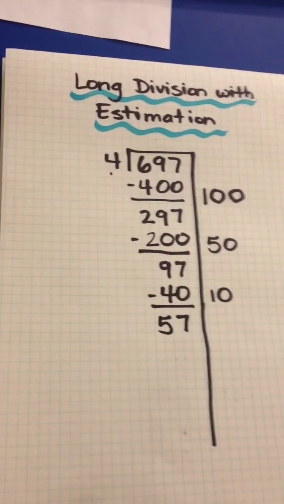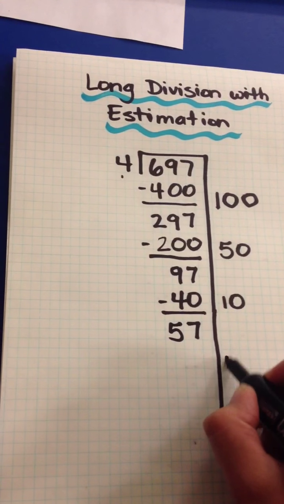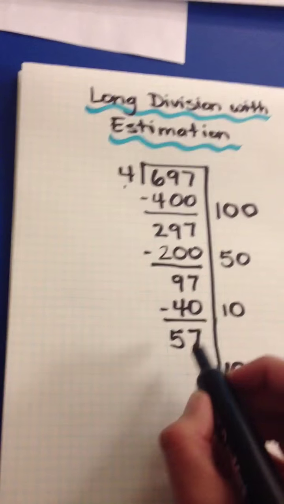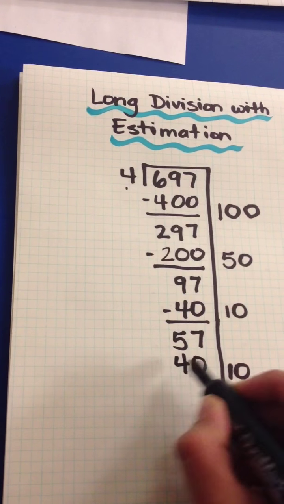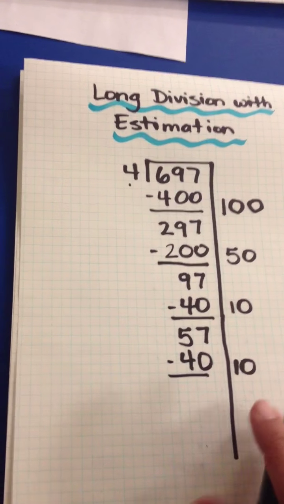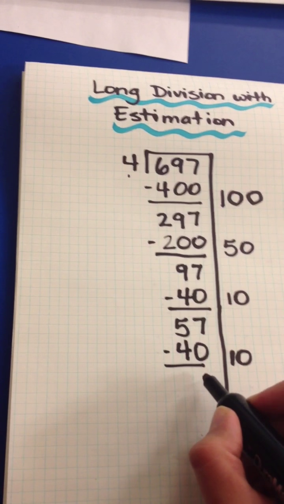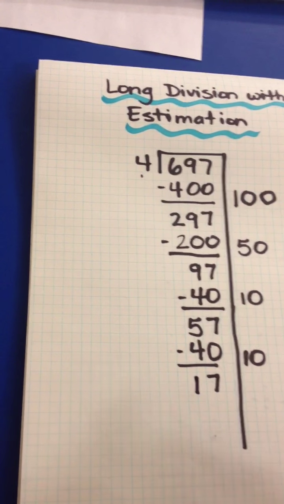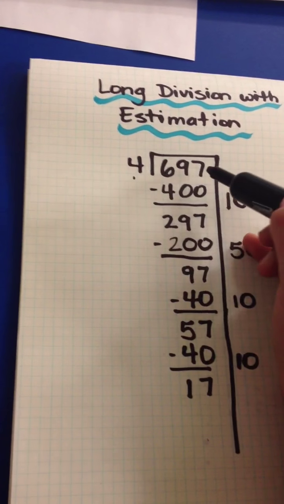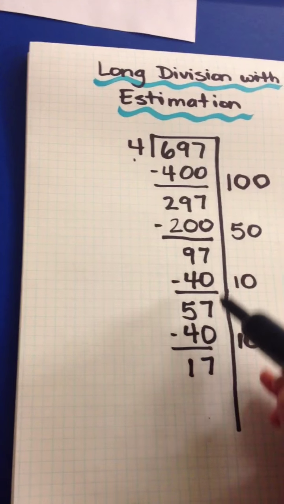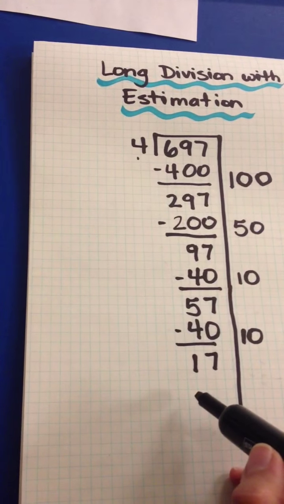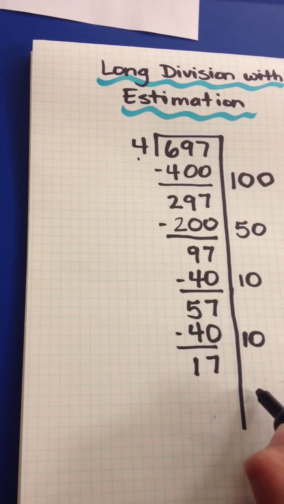Leaves me with 57. So I'm going to estimate 10 again because that leaves me pretty close to 57. 4 times 10 is 40. Subtract that again. So 7 take away 0 is 7. And 5 take away 4 is 1. So you can see we've whittled 697 all the way down to 17. Much more manageable.